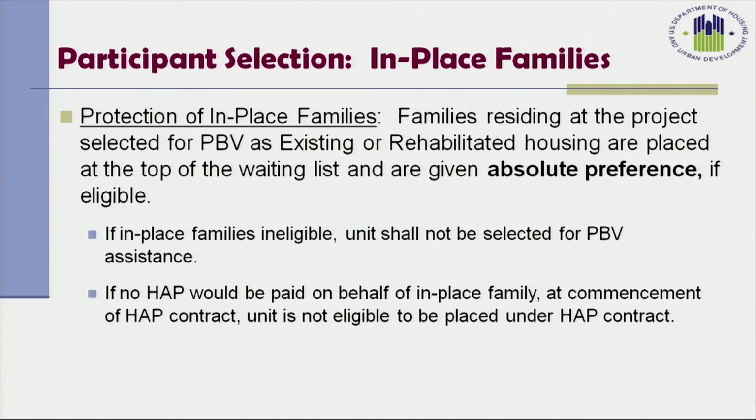In-place families. Protection of in-place families is very important. Families residing at the project selected for PBV as existing or rehabilitated housing are placed at the top of the waiting list and are given absolute preference if eligible. If an in-place family is ineligible, the unit shall not be selected for PBV assistance. If no HAP would be paid on behalf of the in-place family at the commencement of the HAP contract, the unit is not eligible to be placed under the HAP contract.